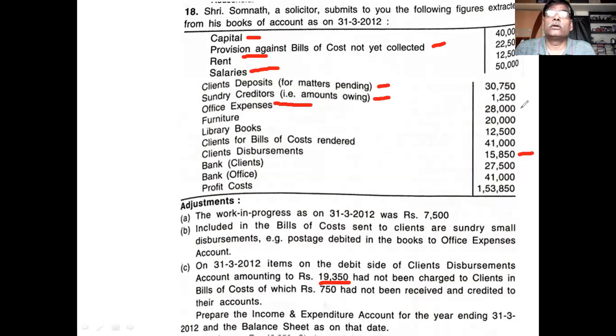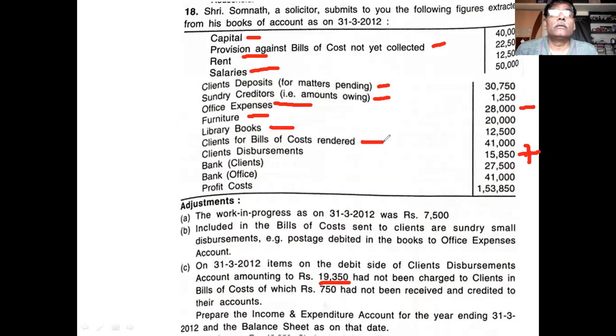Okay, in 28,000 you have to deduct, and the same amount you have to add in the disbursement amount. Here you have to add, expense you have to deduct. What is the difference? 3,500. You deduct it. Okay. Furniture, balance sheet. Books, balance sheet. Client for bill.